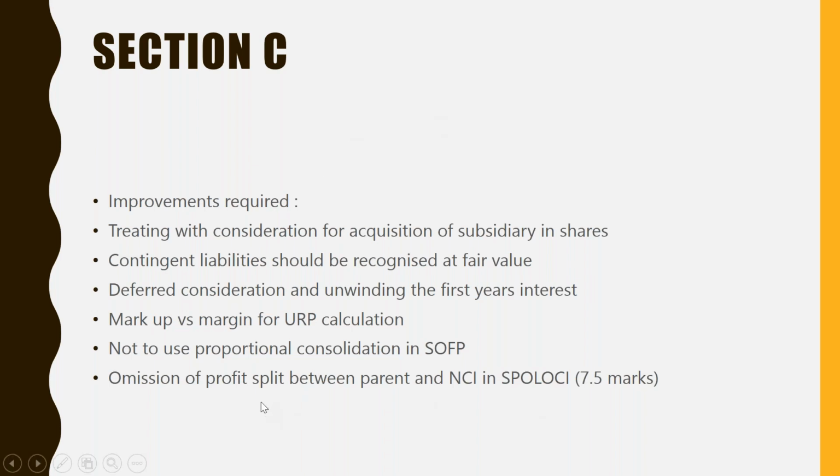And finally, in terms of the allocation of profit split between the parent and NCI in the statement of profit or loss and other comprehensive income, normally goes to 7.5 marks. Most people don't do this calculation. So when you're revising, make sure you can calculate the non-controlling interest for the profit for the year as well as for the total comprehensive income. Once you get the NCI, then that will afford you 7.5 marks, which people won't do in the last exam.